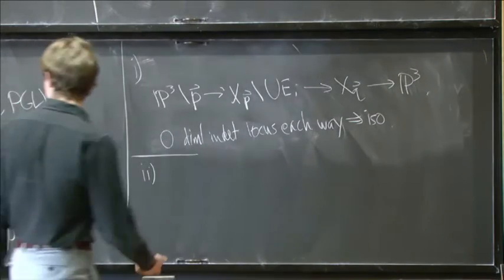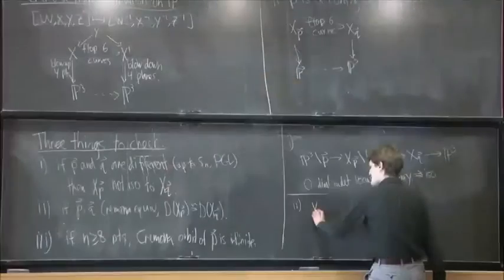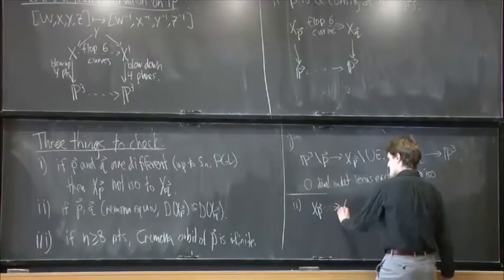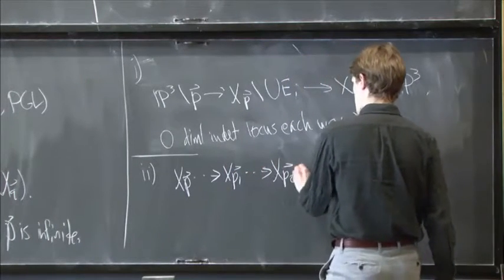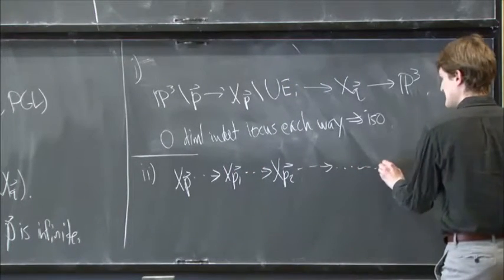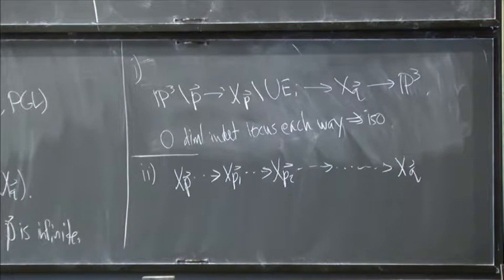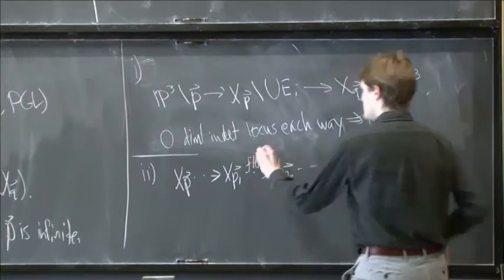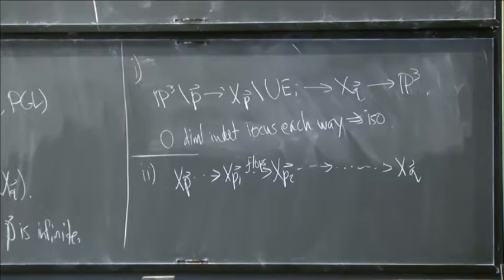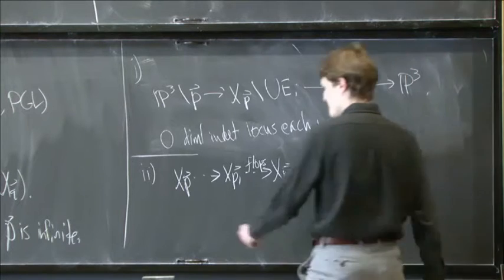OK, for the second point, again, if P and Q are related by a sequence of Cremona transformations, then we just have a sequence of maps between different blowups of P3 that starts at xp and eventually gets to xq. Each one of these maps just flops 6 curves. So to get from xp to xq, we flop a large number of curves, but every time you flop, it doesn't change the derived category. So xp and xq are derived equivalent.